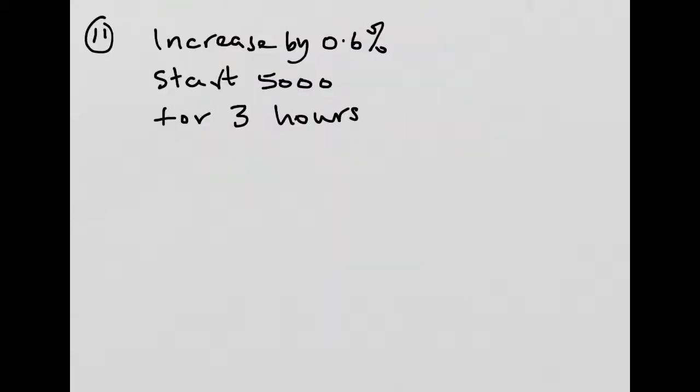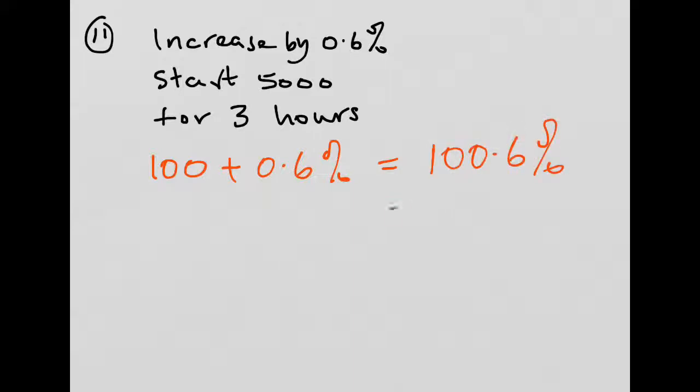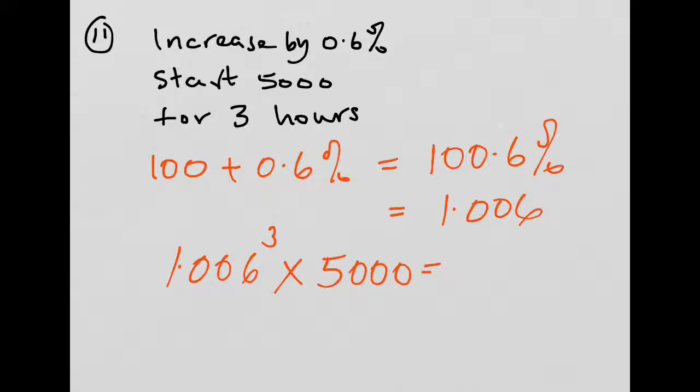Question 11. The bacteria increases by 0.6%, starts at 5,000 and is for 3 hours. So we have 100 add 0.6 is 100.6%, turn to a decimal is 1.006, which we now raise to the power 3 because we're doing it for 3 hours, multiplied by the starting amount, which was 5,000, gives us a final answer of 5,090.